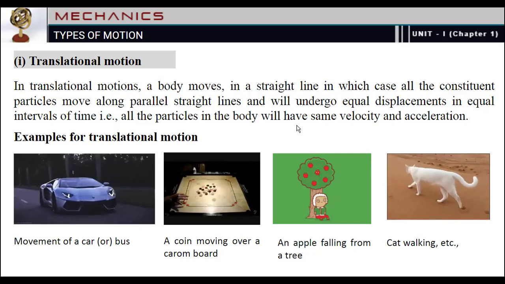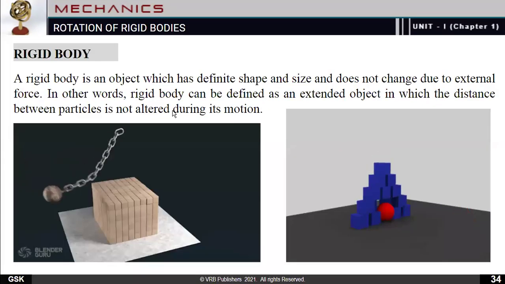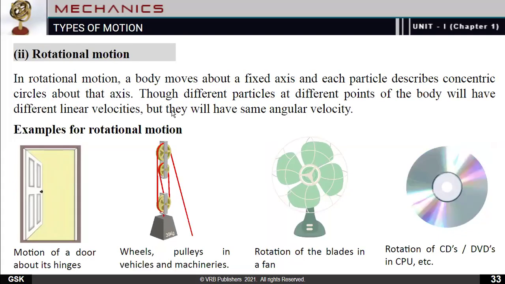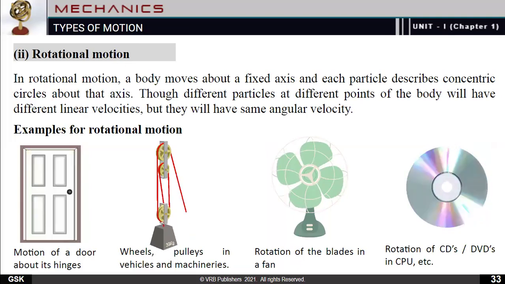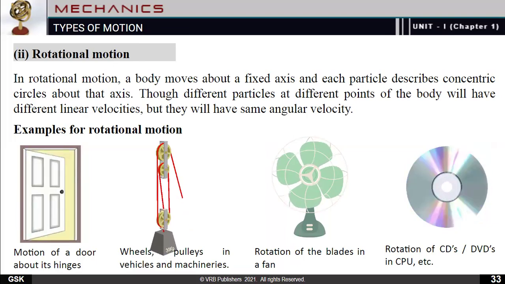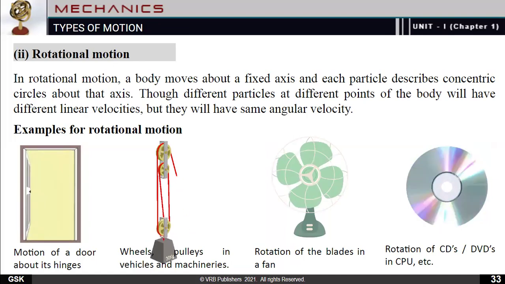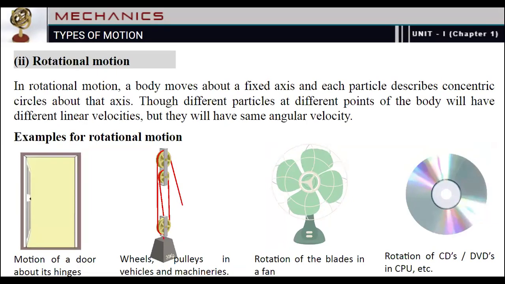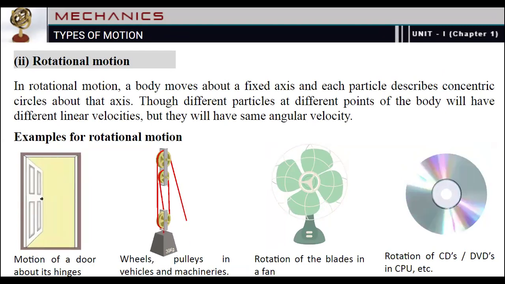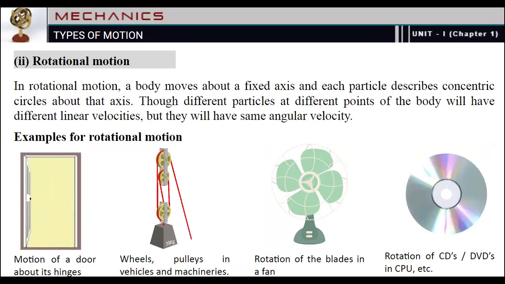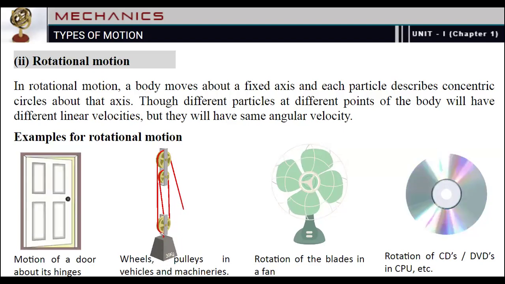Coming to the next one, that is rotational motion. In rotational motion, a body moves about a fixed axis and each particle describes concentric circles about that axis. Though different particles at different points of the body will have different linear velocities, they will have the same angular velocity. That means rotational motion occurs when an object rotates around a fixed axis, changing its angular position only. So here the main characteristic we are discussing is rotation around a fixed axis.